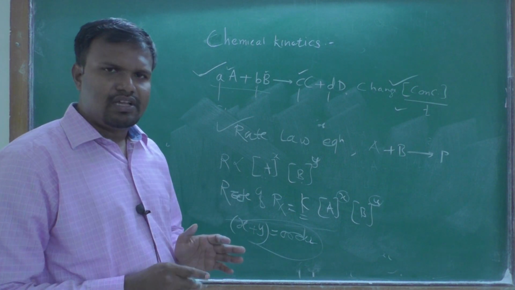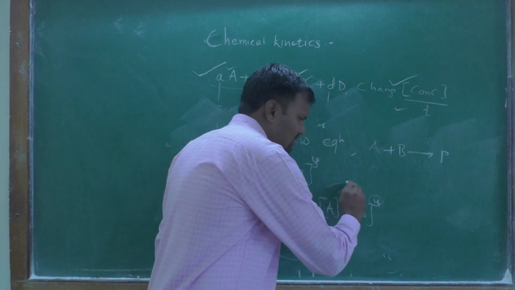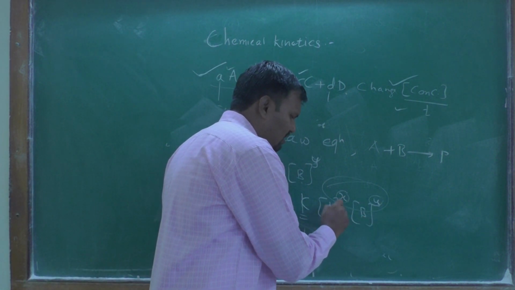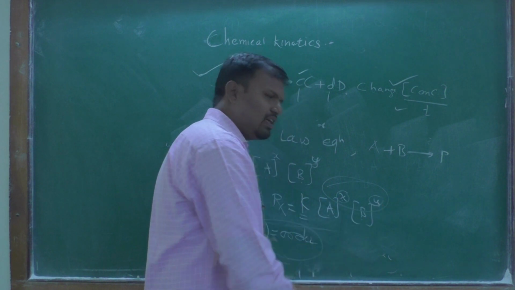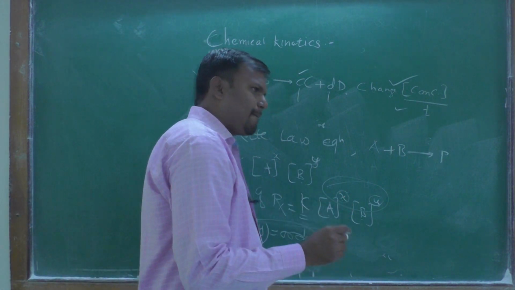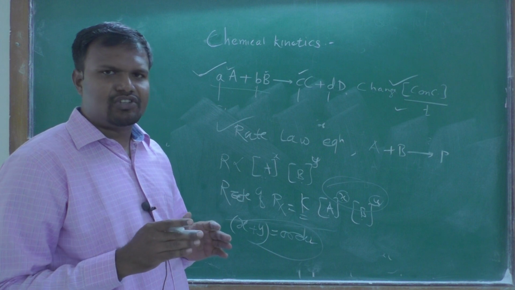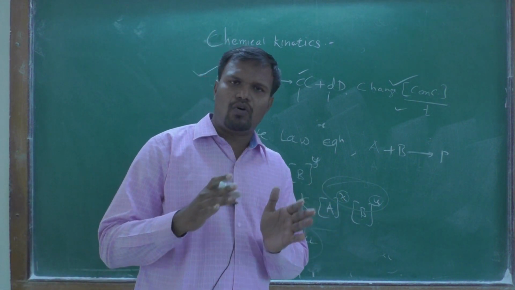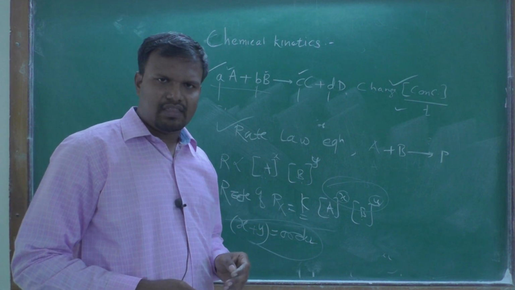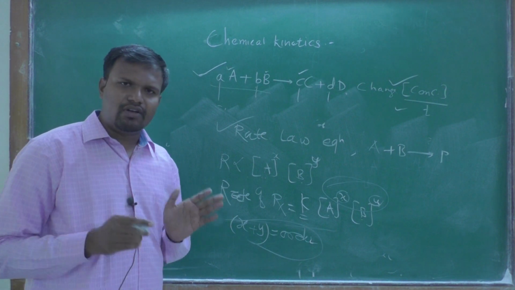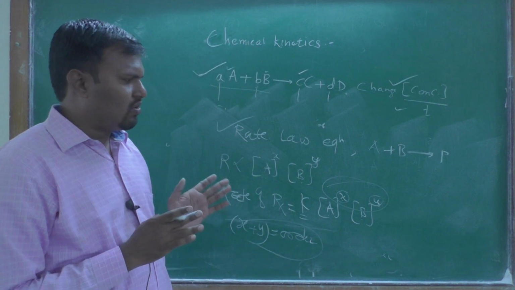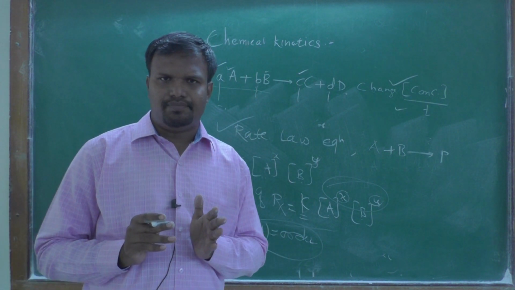It is the sum of x and y, meaning the exponents of A raised to x and B raised to y. Therefore, the order is the sum of the exponents of concentrations, or the sum of the powers of concentrations, in the rate law equation. This is the definition of order, and order is only calculated experimentally. Theoretically, order cannot be calculated.